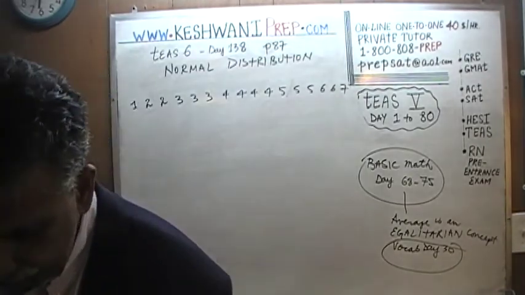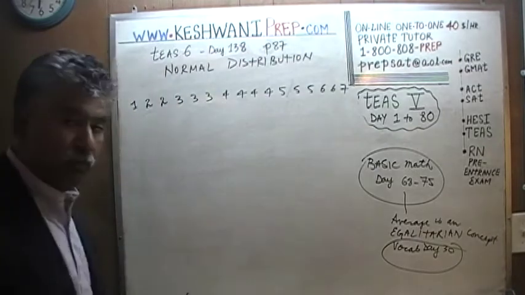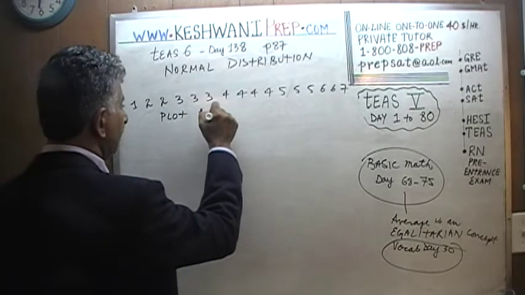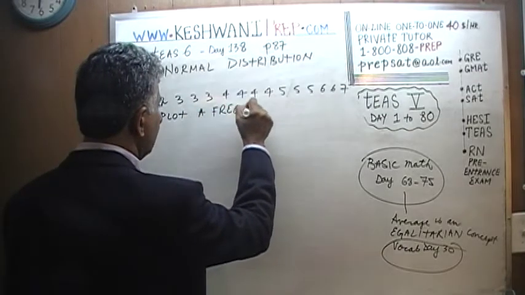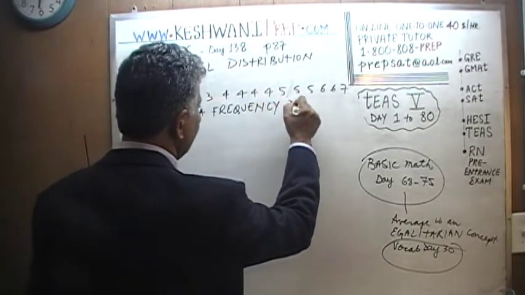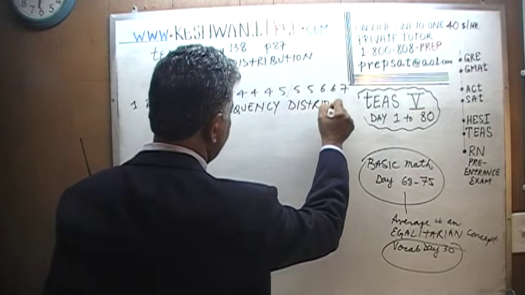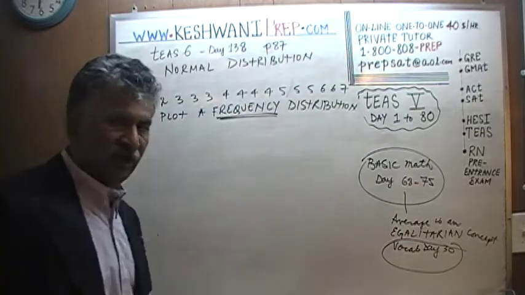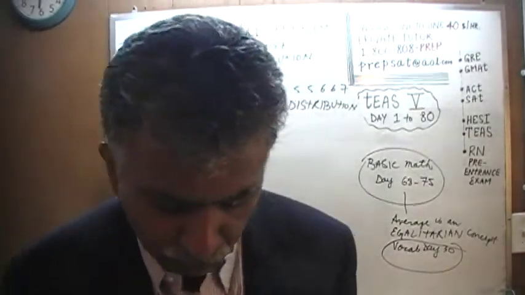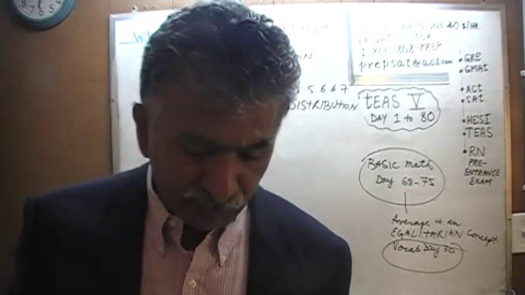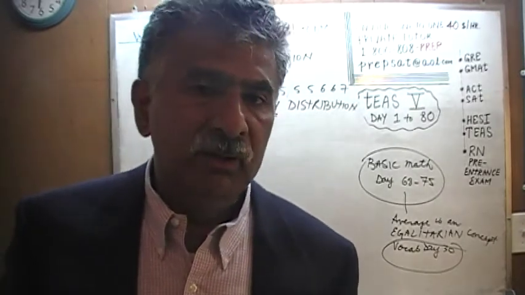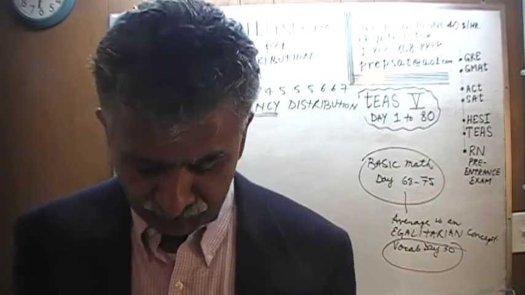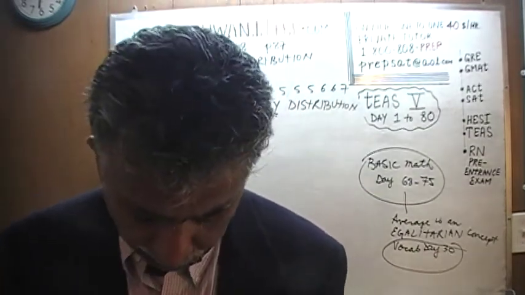And our job, we are told, is to plot a frequency distribution. Frequency distribution is exactly what it says. It is so called because it's going to show us the frequency of a given value. How often does a given value appear in the data set?